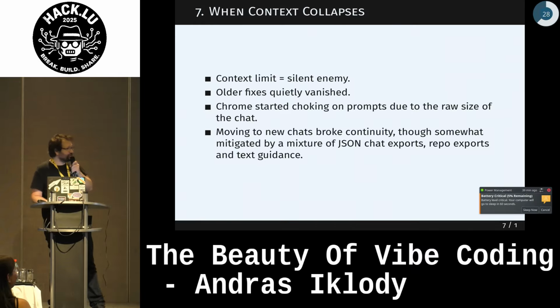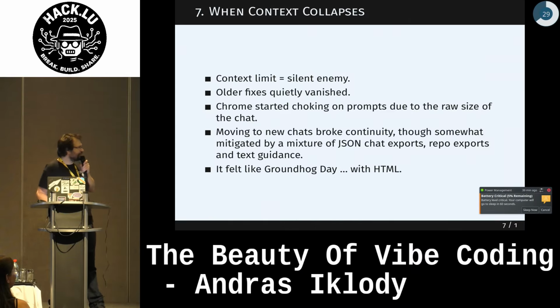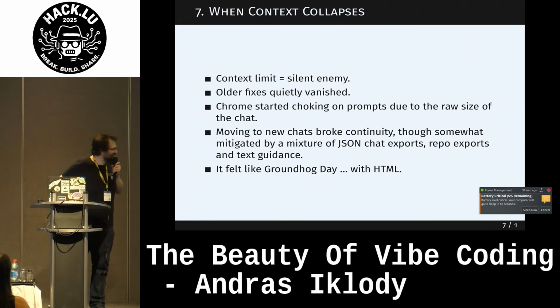So I tried to move to a new chat and figured that would work pretty well. I'm sure this is a solved issue. Turns out not entirely. ChatGPT has some built-in functionality to export a JSON representation of the previous chats. That in itself was an utter shit show. But once you added some additional pointers to the LLM, including a description of what has happened before, what we discussed before, as well as zips of the entire repository, it started to be at least somewhat usable. But the whole thing felt like Groundhog Day now with HTML.